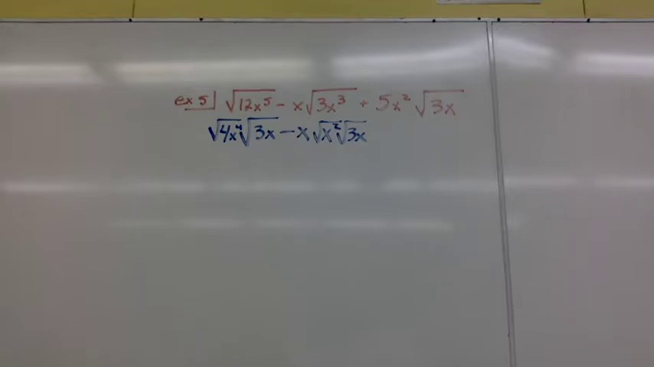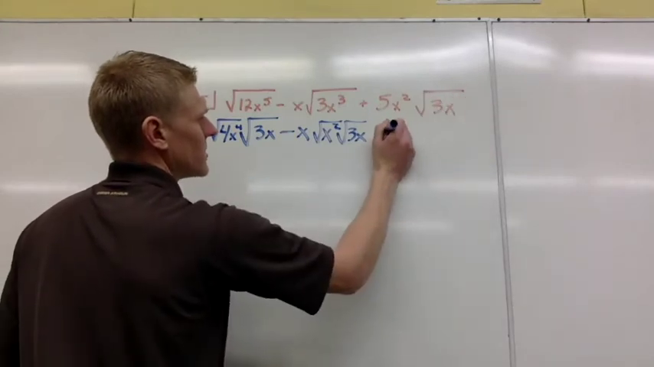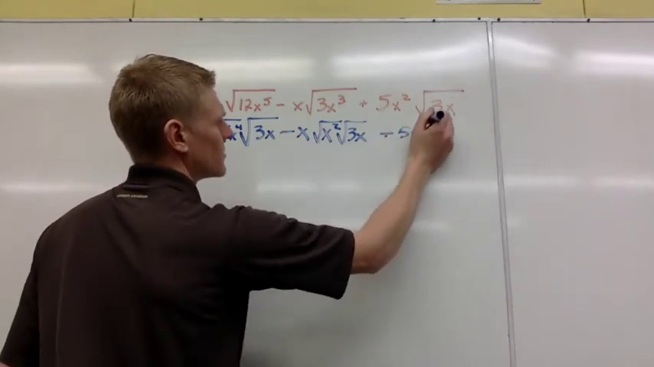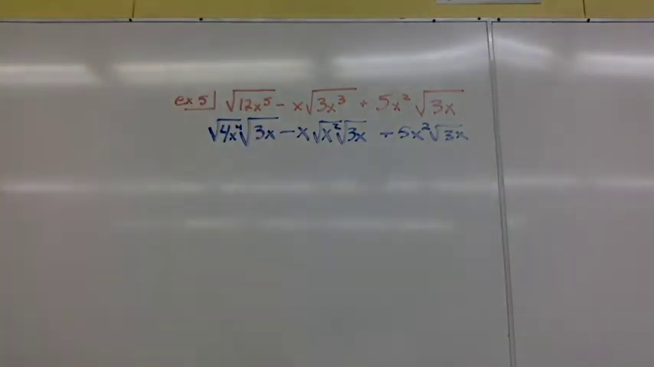Then when you look at your last one on this particular example, there's nothing that I can do inside this radical. So this is going to be completely done. It's stuck. It's 5x squared square root of 3x. There's no need to break that up at all because there's nothing good in it.